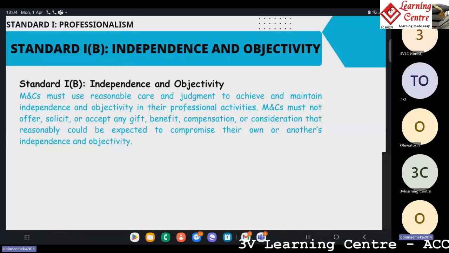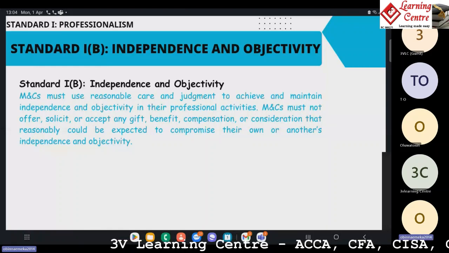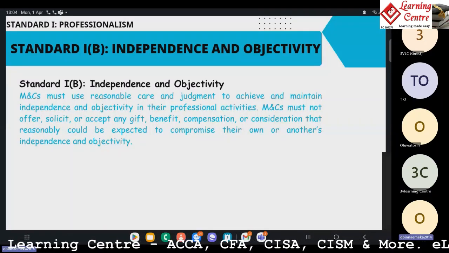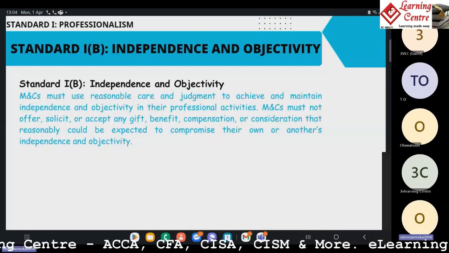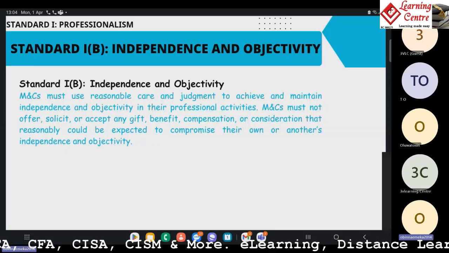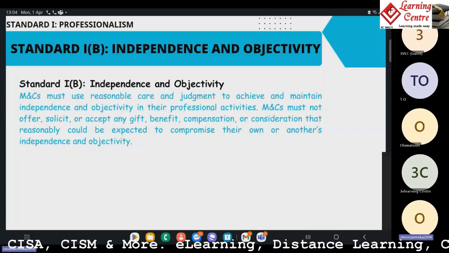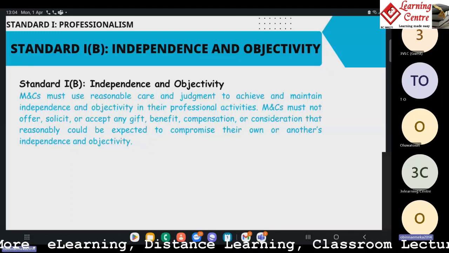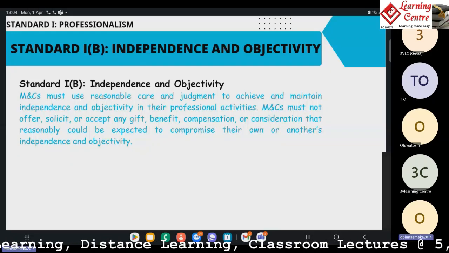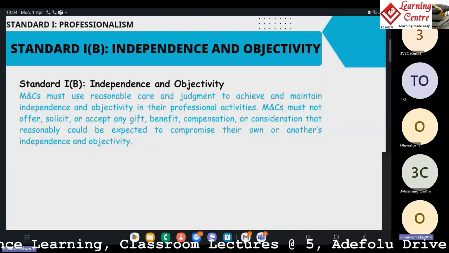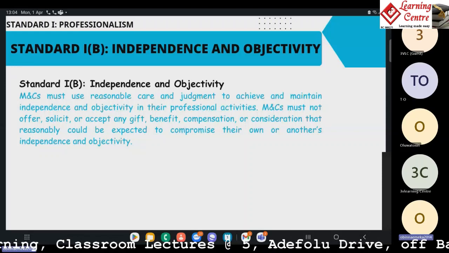Okay, so the next standard, which we call Standard 1B, is independence and objectivity. So let's read what the standard says. Members and candidates must use reasonable care and judgment to achieve and maintain independence and objectivity in their professional activities. Members and candidates must not offer, solicit, or accept any gift, benefit, compensation, or consideration that could reasonably be expected to compromise their own independence or another person's independence and objectivity.